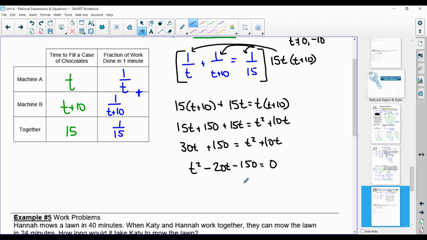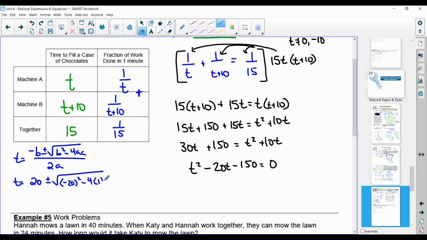We're factoring, so we're trying to find two numbers that have a product of 150 and a sum or difference of negative 20. In this case, this particular question does not factor nicely, so you're going to have to use your quadratic formula. So negative b plus or minus the square root of b squared minus 4ac all over 2a will give us our t value. And so for here, we're going to have negative 20, so a positive 20, plus or minus the square root of negative 20 squared minus 4 times 1 times negative 150, all divided by 2a, which is 2 times 1.